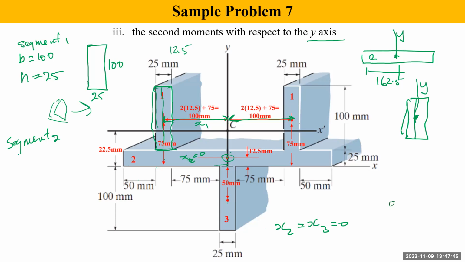Segment 2. I want my breadth and my height. Segment 2 is like this, and I already know that this is 25, and this is what? 325. What is my breadth and what is my height? Segment 2 is like this. Breadth is 25 and height is 325.